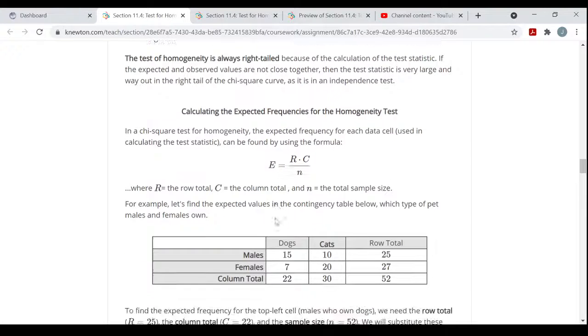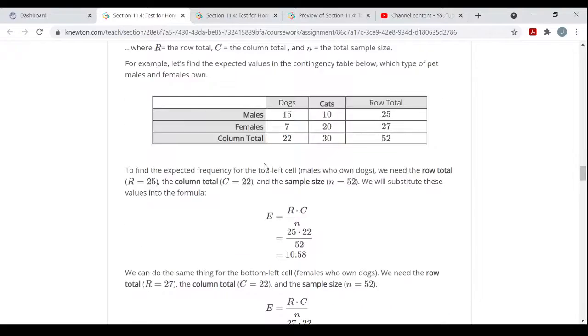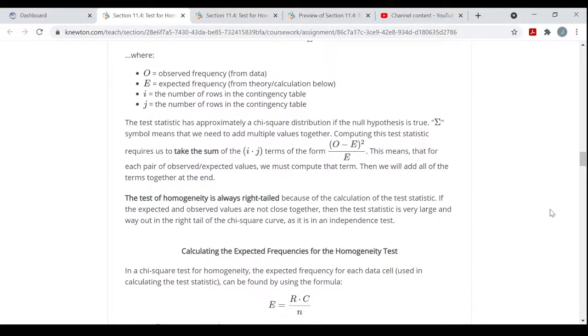These expected frequencies: to find the expected frequency of a certain cell, you take the total of that row multiplied by the total of that column, divided by the total sample size, which again, you've seen this before. You can read through their example here. I'll let you read through this stuff on your own. Let's just get to the problem at hand, the question.